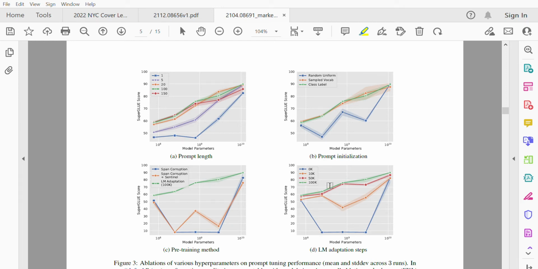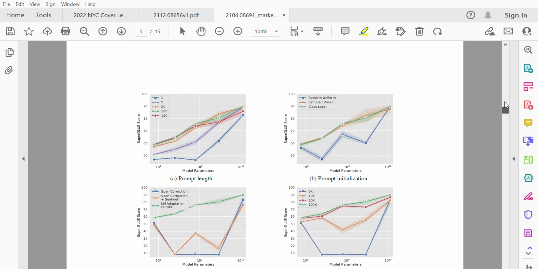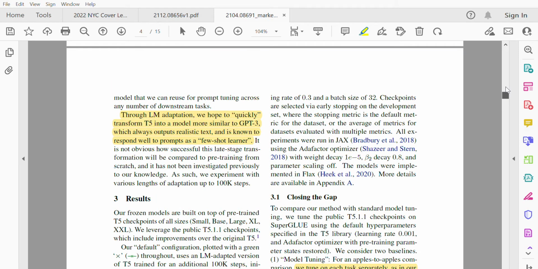I don't think any of these things are terribly surprising across the board. Sampled vocab and class labels do better for the prompt initialization. I think that more generally makes sense. Let me see if there's anything up here that is perhaps useful.